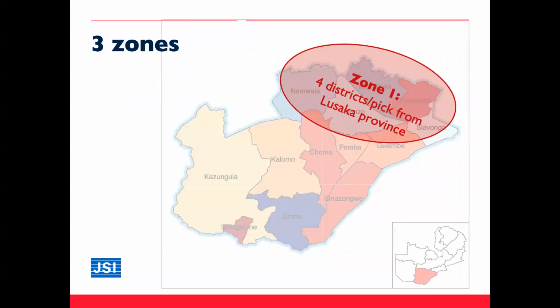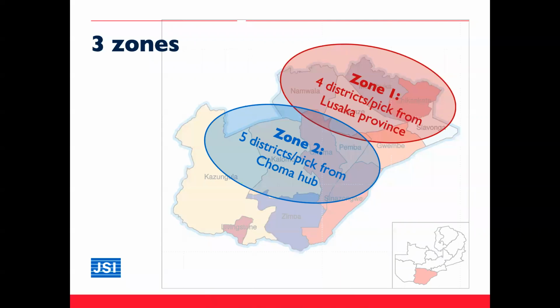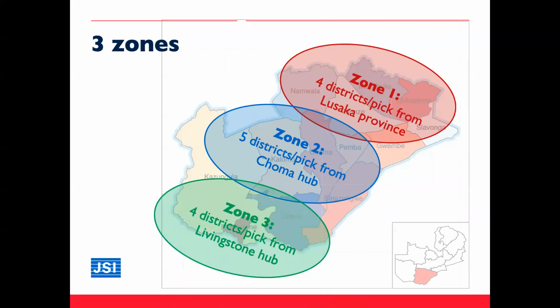So we did a modified version of how we wanted to implement. We broke the province into three different zones. The first zone consists of four districts who pick up their vaccines in Lusaka province instead of the province they are located in because of proximity. The second zone consists of five districts who pick up vaccines from the Choma hub due to proximity. And the third zone also has four districts who pick up from the Livingstone hub. That's how it ended up being mapped out because of our cold chain capacity in the province.